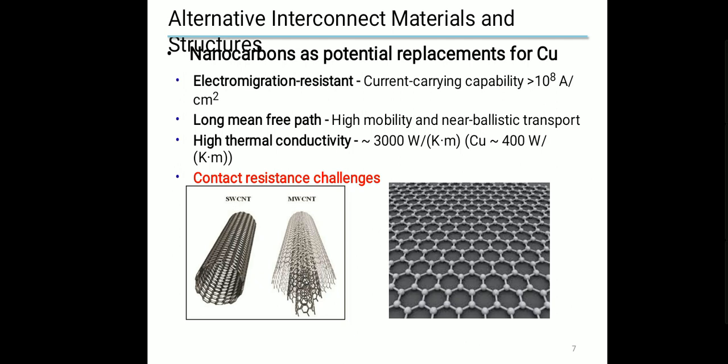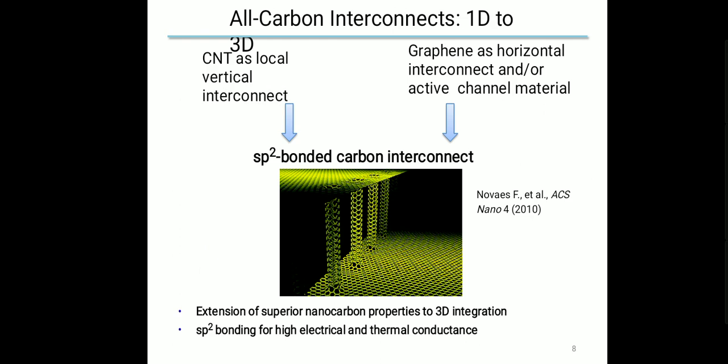And contact resistance challenges. What are these? We can see in the diagram. Those are like holes, and it's the structure of nanocarbons. It is observed under microscopes, and all carbon interconnects 1D to 3D.